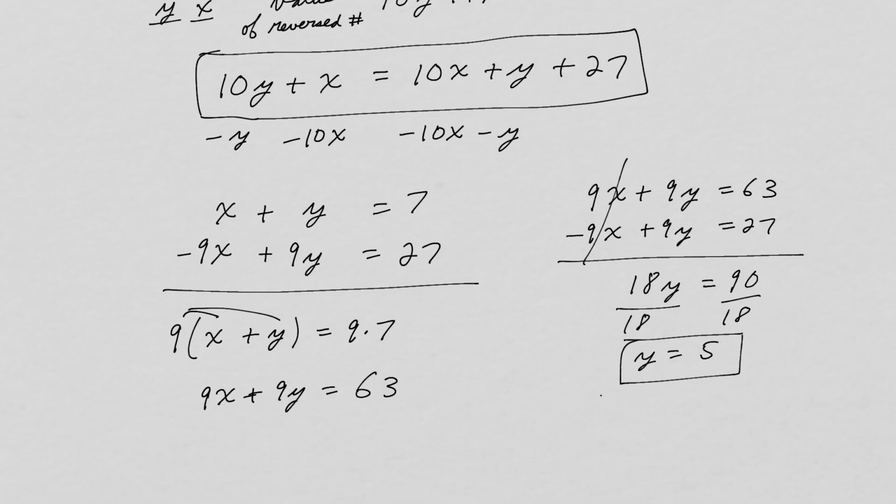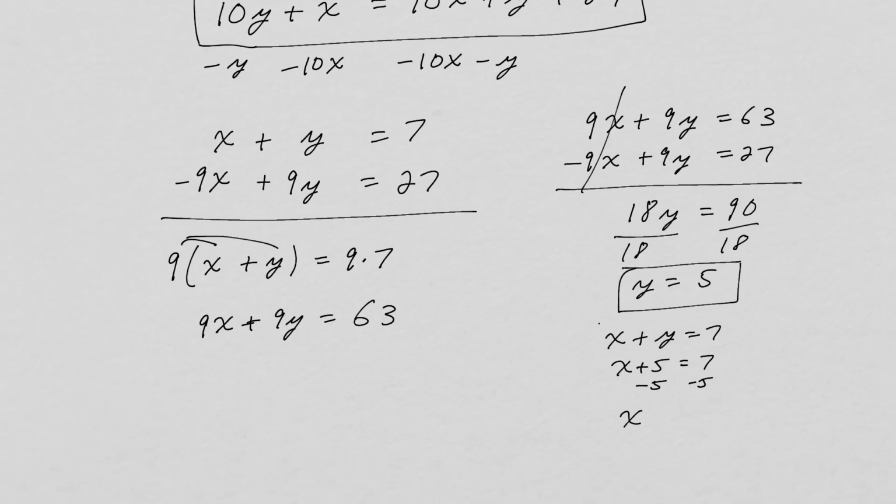And then I can go back and solve for x by using the easiest one, the first equation, x plus y is equal to 7. So I have x plus 5 is equal to 7. Subtract 5, subtract 5. So it looks like x is 2. Okay, so what does this tell us? Remember, the original number we're looking for was written as x, y. The x is in the tens place, the y is in the ones place. So this is saying that the original number is 25.